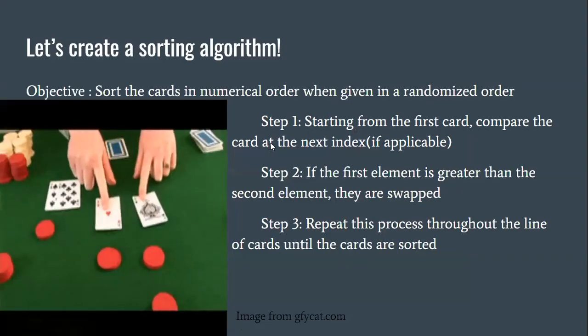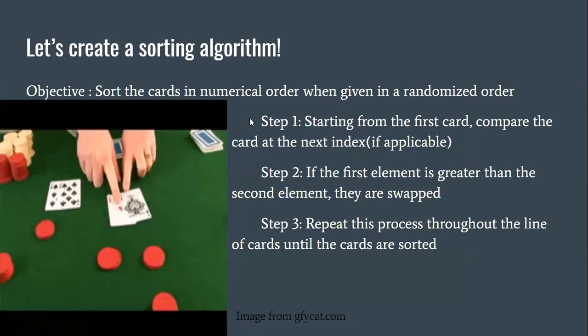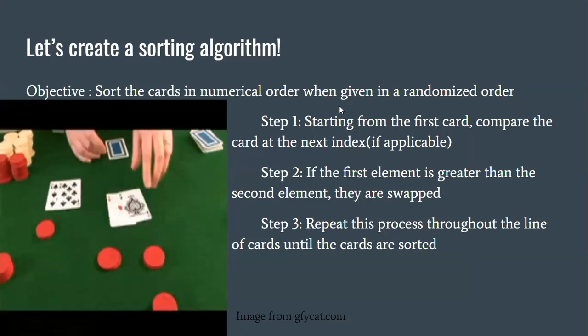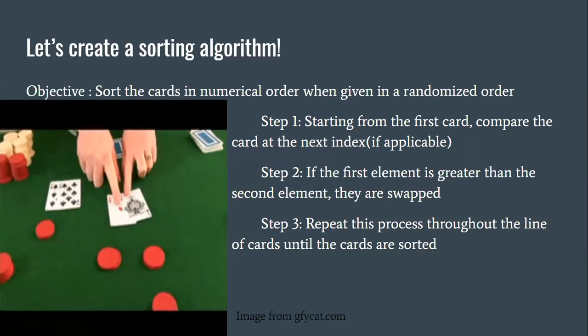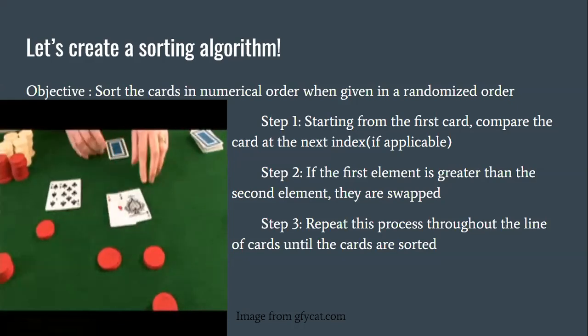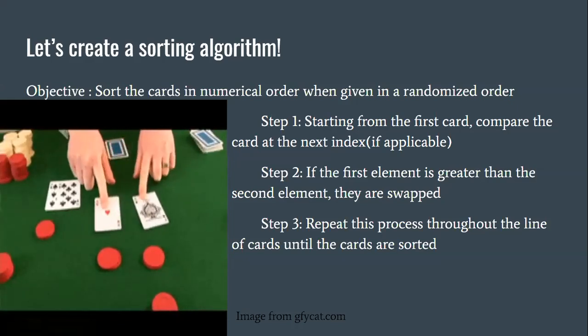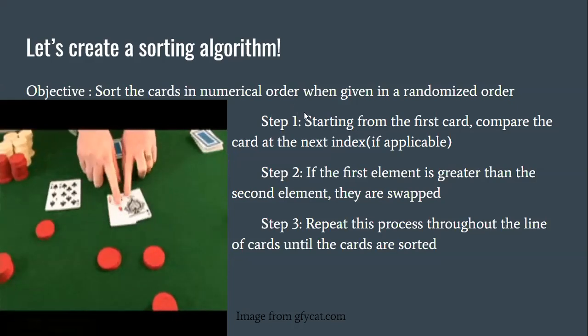Now, let's create our own sorting algorithm. The objective is to sort the cards in numerical order when given in randomized order. As with our originating algorithms in our first slide, such as the recipe to make the Hershey's brownie, or even the PB&J sandwich, the one thing they have in common is they all have steps to solve the problem. So our sorting algorithm would have 3 steps.